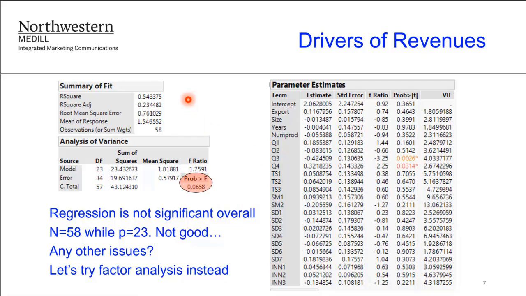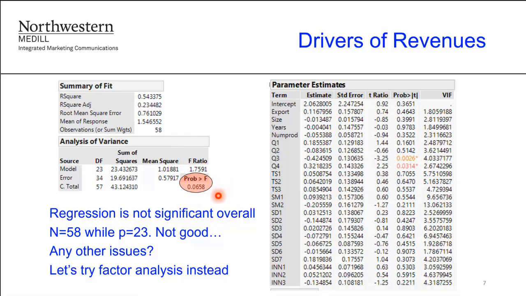And if you look at this summary of fit, it shows the R squared and adjusted R squared, and the number of observations. The model fit looks okay. But if you look at this analysis of variance, the probability here is the p-value for the overall model. This is not the p-value for a certain variable. This is the p-value for the overall model.